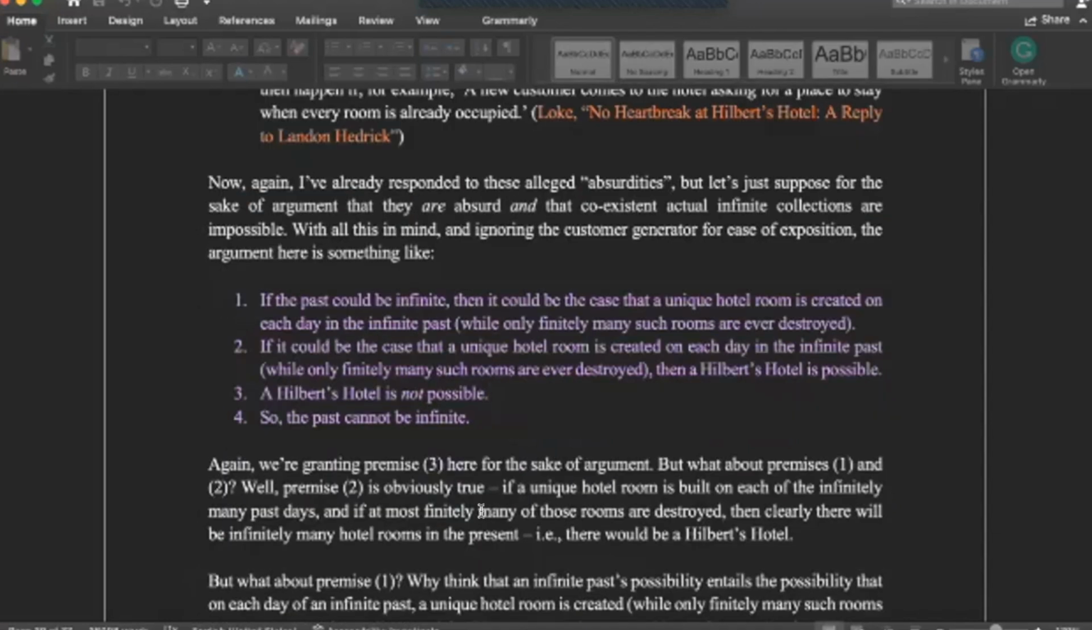Well, premise 2 is obviously true, right? If a unique hotel room is built on each of the infinitely many past days, and if at most finitely many of those rooms are ever destroyed, well then clearly there will be infinitely many hotel rooms in the present. That is, there would be a Hilbert's hotel for all practical purposes.